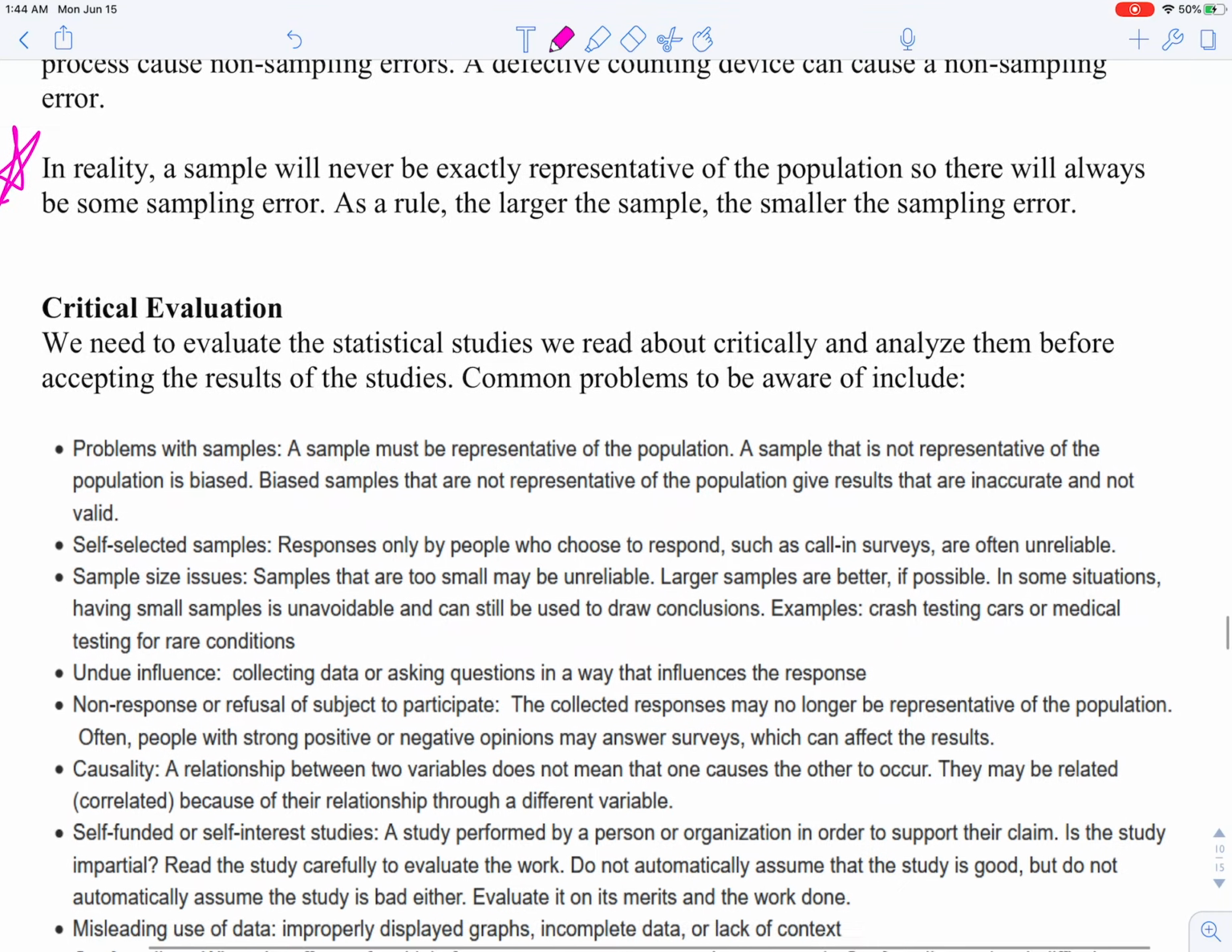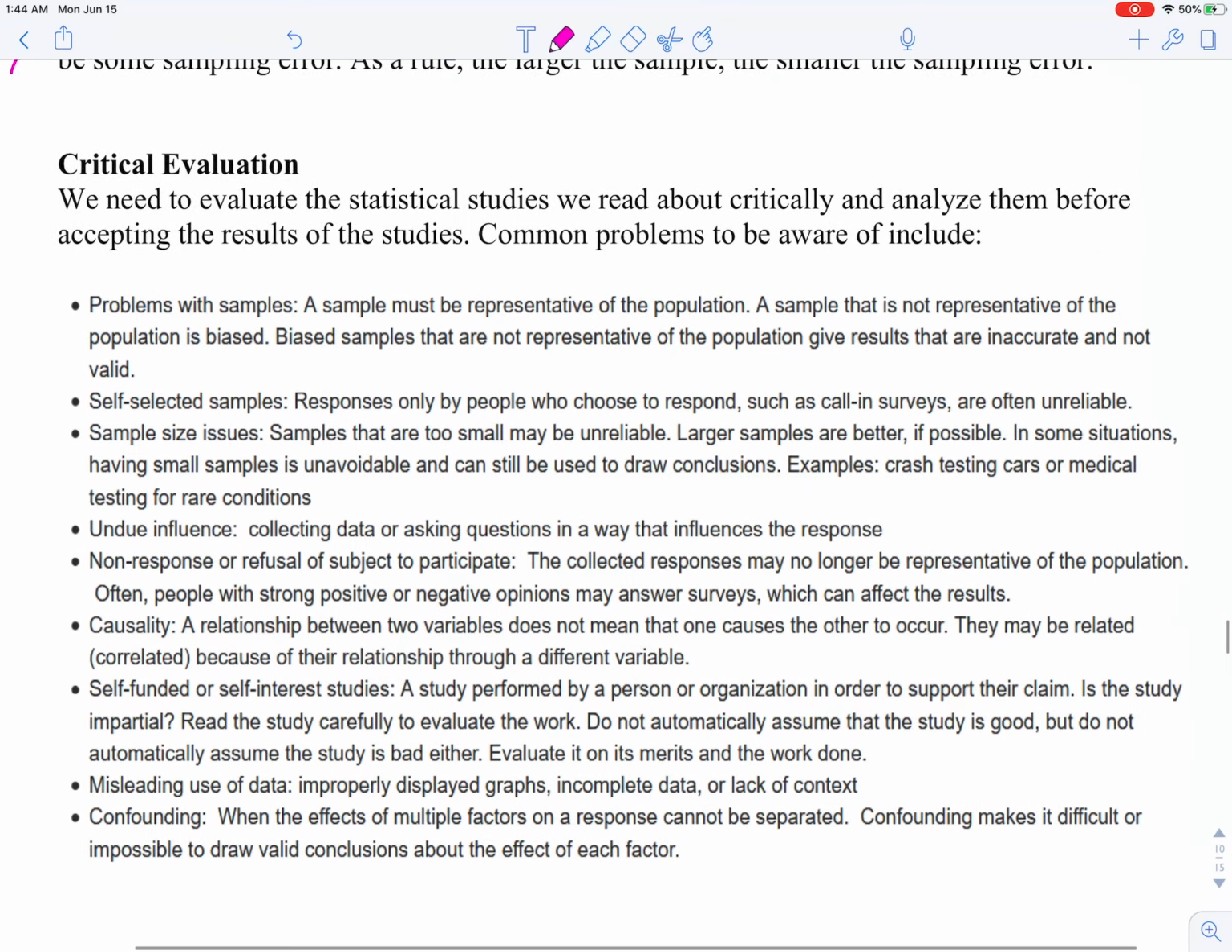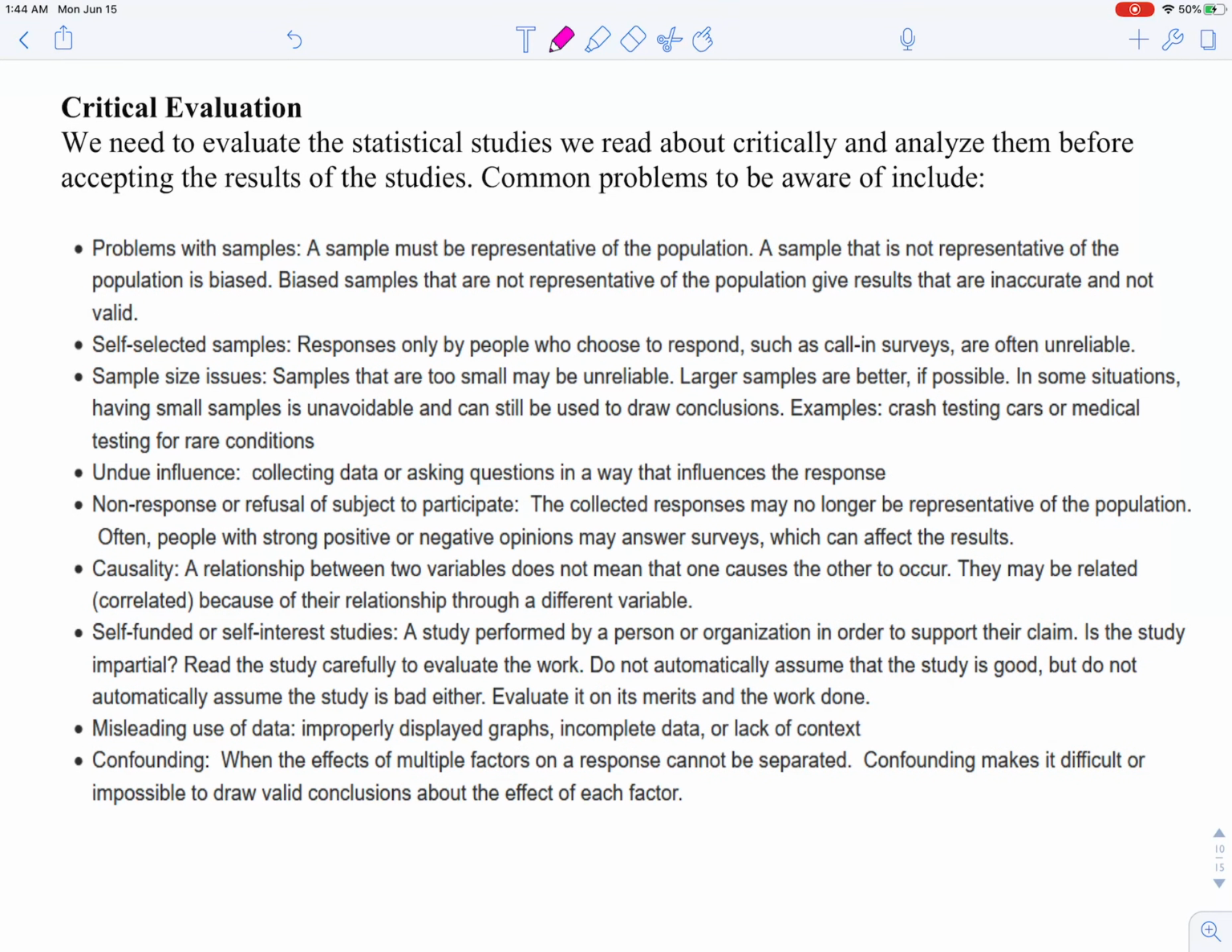All right, so critical evaluation here. So we need to evaluate the statistical studies we read about critically and analyze them before accepting the results of the studies. If more people did this, I think we might have a group of better politicians out there in our country. You have to analyze, where's the data coming from? Is it accurate data? Was it collected properly, etc.? So common problems to be aware of include. So these you should know, again, not word for word, but understand. Let's see. So problems with samples.